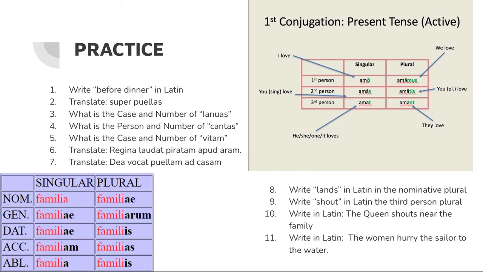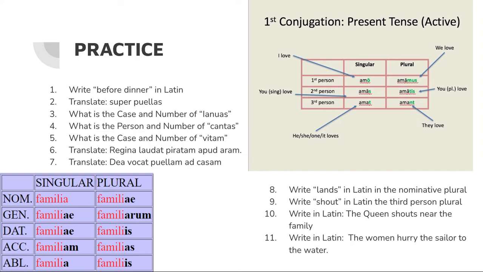Kantas. So I think we did this one above, but kantas, again, if we go to the chart on the right, you can see anything that ends with an S is second person singular, and so the person and number of this would be second person singular. Now number five, what is the case and number of vitam? I think we also did this one above. So the case of vitam, since it ends with am, if we go to the chart on the bottom, am is always accusative singular. So that's what vitam would be.